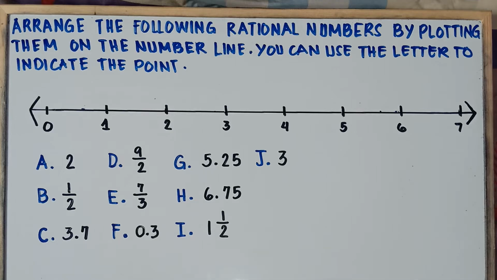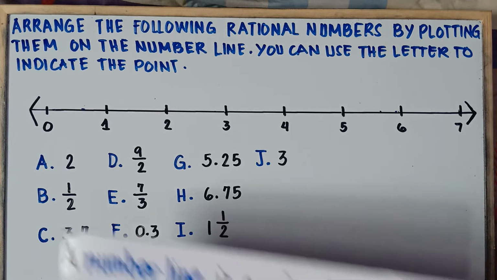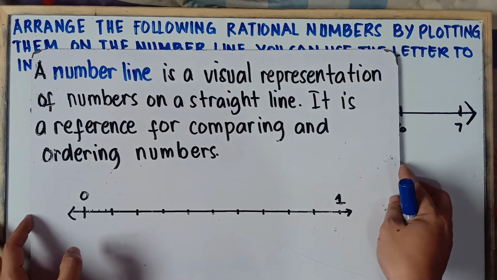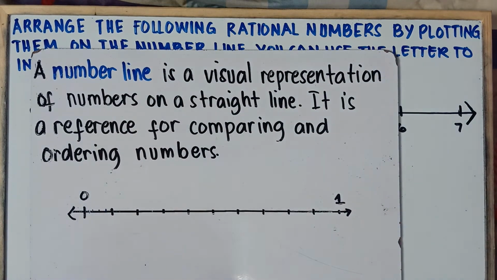Now before we answer this one, class, we need to understand more with regards to the number line. A number line is a visual representation of numbers on a straight line. It is a reference for comparing and ordering numbers. Now I have here given, class, 0 to 1. From 0 to 1, class, you can divide this into 10 equal parts.